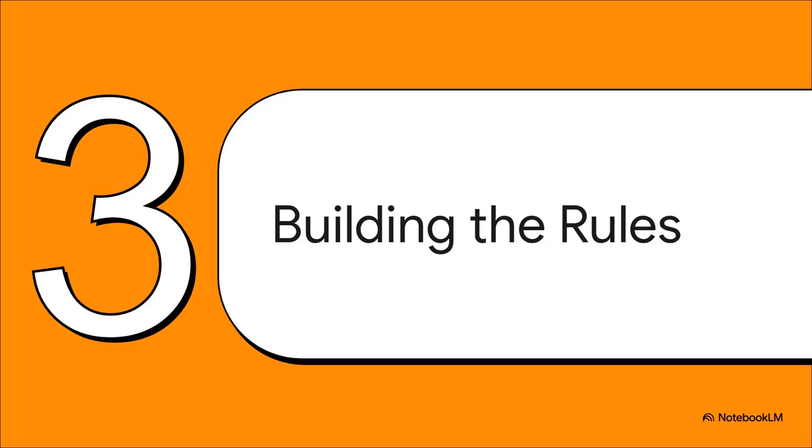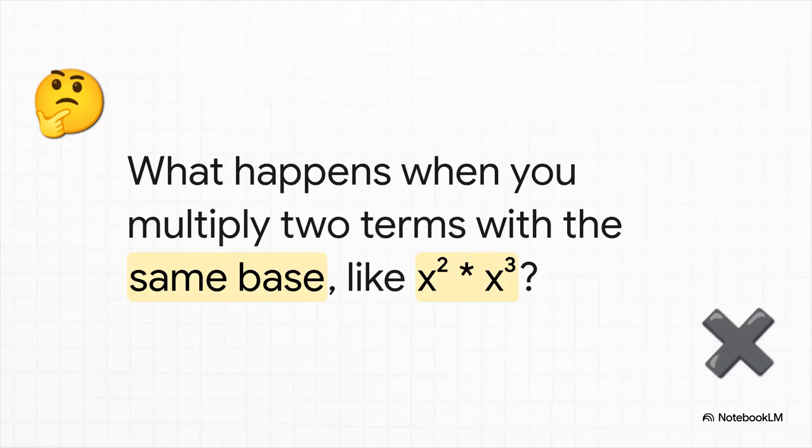All right, section 3, building the rules. Now, let's see how the rules of exponents aren't just random. They're actually logical consequences of this whole repeated multiplication idea. Okay, let's play with a simple problem. What happens when you multiply two exponential terms that have the same base, like x squared times x cubed? Now, let's not jump to a rule. Let's just think about what this actually means, based on that first principle we just talked about.